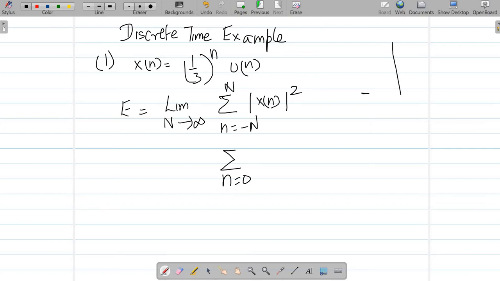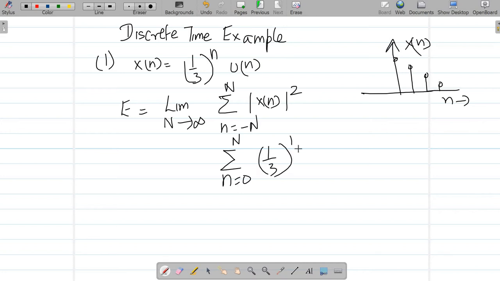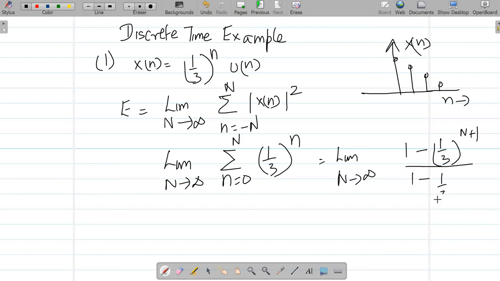So the signal will be something like this. Your x of n is going to be like this. So it's going to start from 0 to capital N, and this one is going to be the sum, limit N tends to infinity. Now this will become 1 minus 1 by 3 to the power of N plus 1, since you are having N plus 1 terms here, divided by 1 minus 1 by 3.